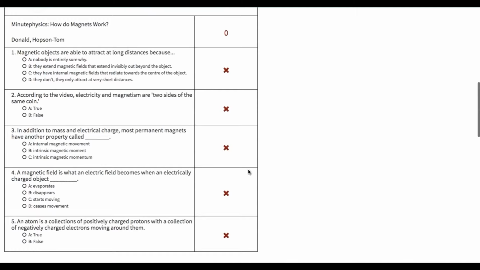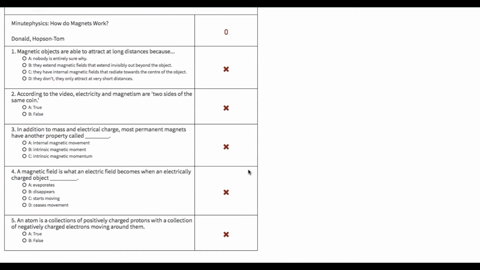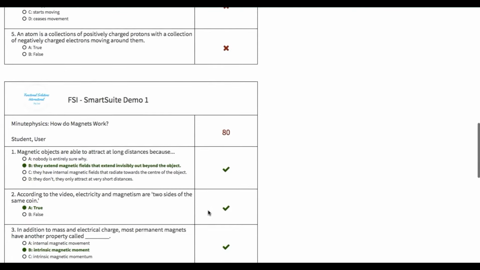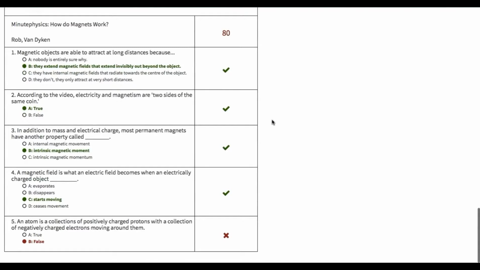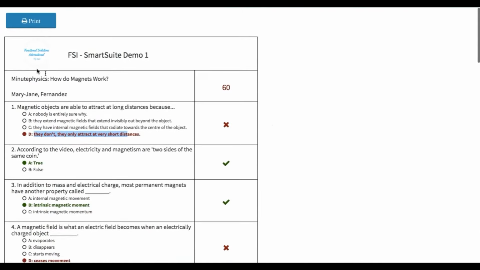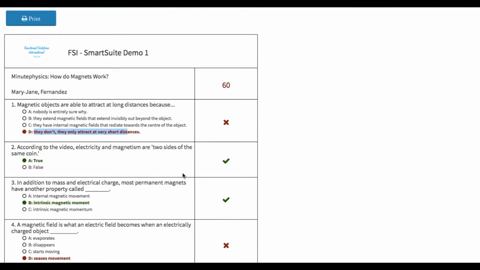As we scroll on down, we can see that Donald, who was our student that didn't attend, he was the student that we gave the piece of paper to. He got 0 out of 100 on the online platform. We can see our first generic user got 80%, and Rob Van Dyken got 80%. So again, we can print this off, and 1 piece of paper for each individual that joined our session. We can then stick that into their portfolio and use that at parent-teacher interviews if we needed to.